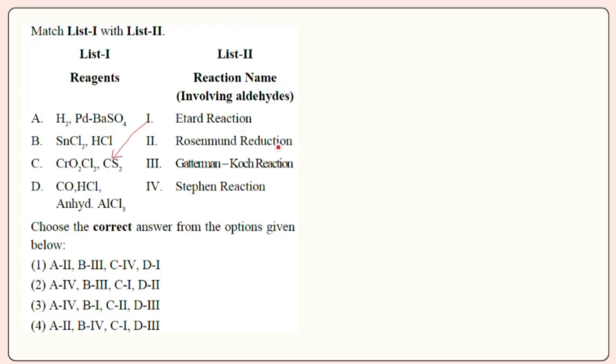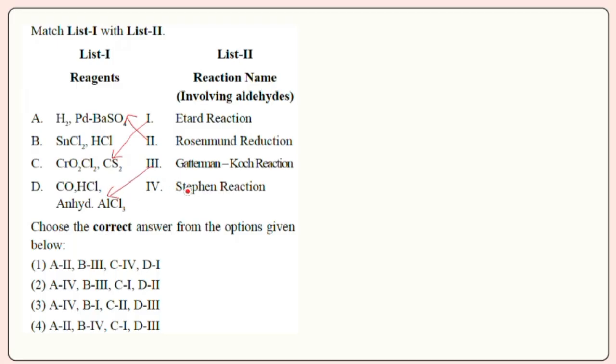Next, Rosenmund reduction. It is the conversion of acid chloride to aldehyde using a reducing agent like hydrogen, palladium, barium sulfate. So 2 matches with A. And then the Gattermann-Koch reaction is a reaction of benzene wherein it is converted to benzaldehyde using carbon monoxide, HCl, anhydrous aluminum chloride. So third matches with D.